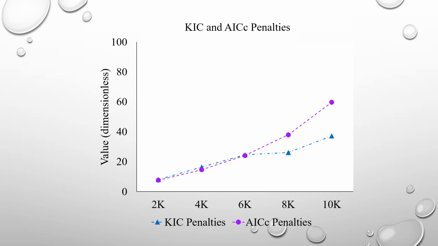So let's look at what happens with the penalties as the models become more complex. If we compare the KIC penalties to the AICc penalties, you can see that as the models become more complex, the AICc penalties increase at a greater rate than the KIC penalties.